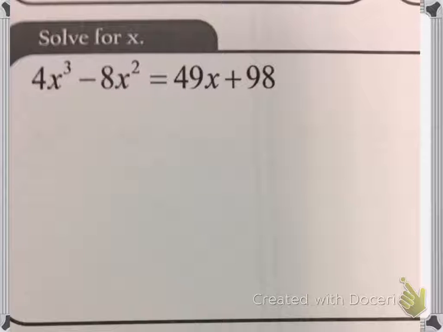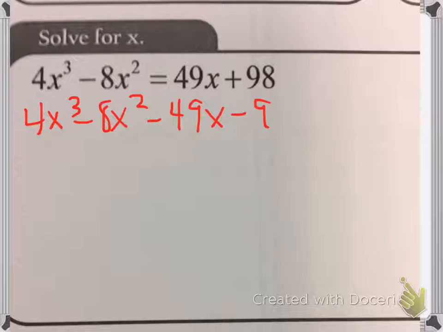This last one right here asks you to solve for x. In order to do that, you're going to have to move everything over to one side together. So you'll have 4x cubed minus 8x squared. I'm going to subtract the 49x over, and then I'm going to subtract the 98 over and see if I can solve this.